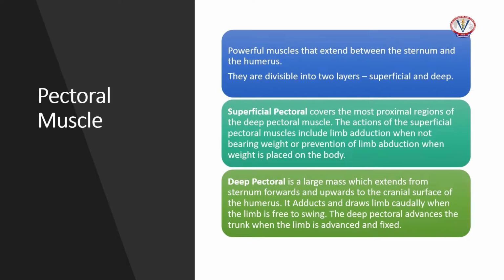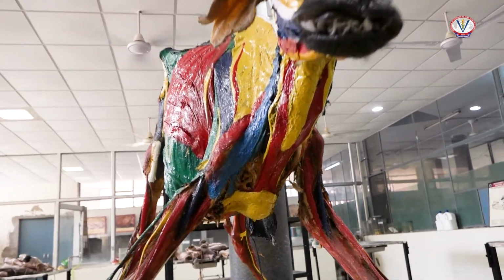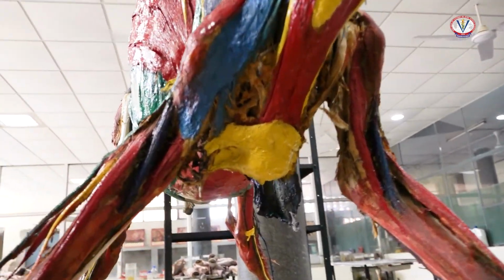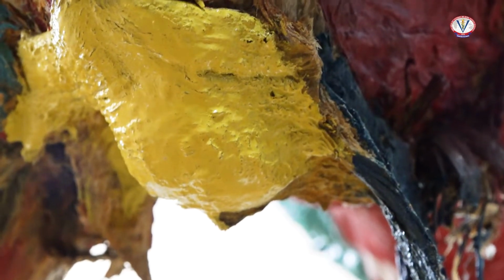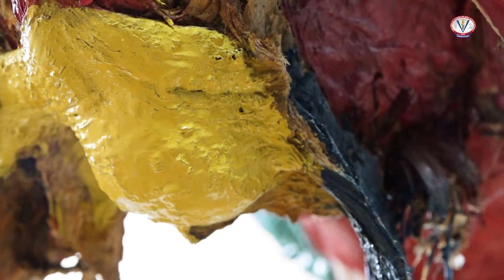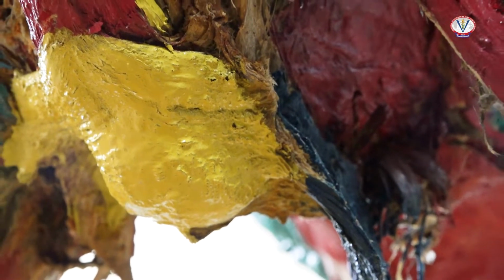The pectoral muscles are powerful muscles that extend between the sternum and the humerus. They are divisible into two layers, that is superficial and deep. The superficial pectoral muscle covers the most proximal regions of the deep pectoral muscle. The actions of the superficial pectoral muscles include limb adduction when not bearing weight or prevention of limb abduction when the weight is placed on the body. One of the most important functions of the pectoral muscles is to suspend and support the weight of the body between the limbs.